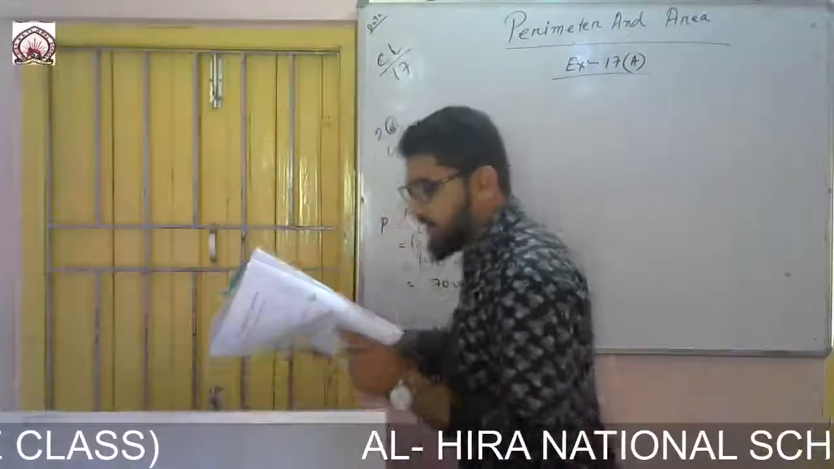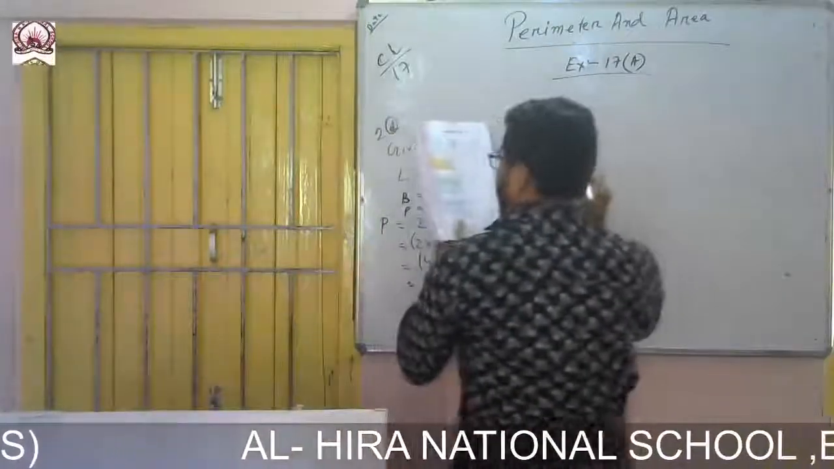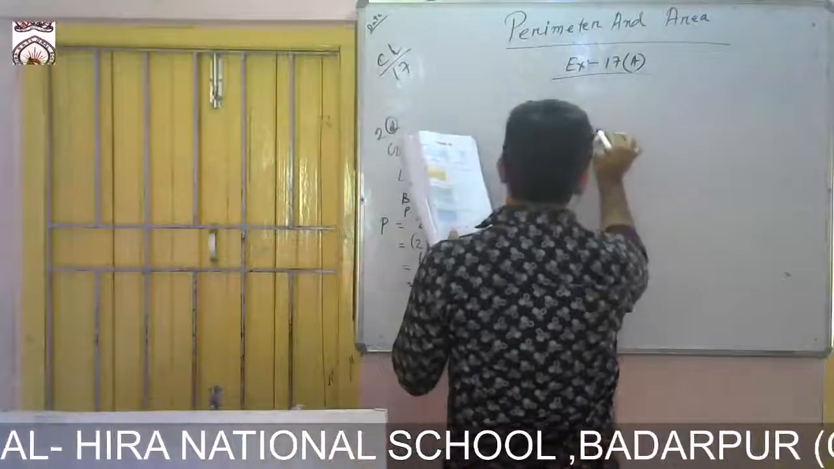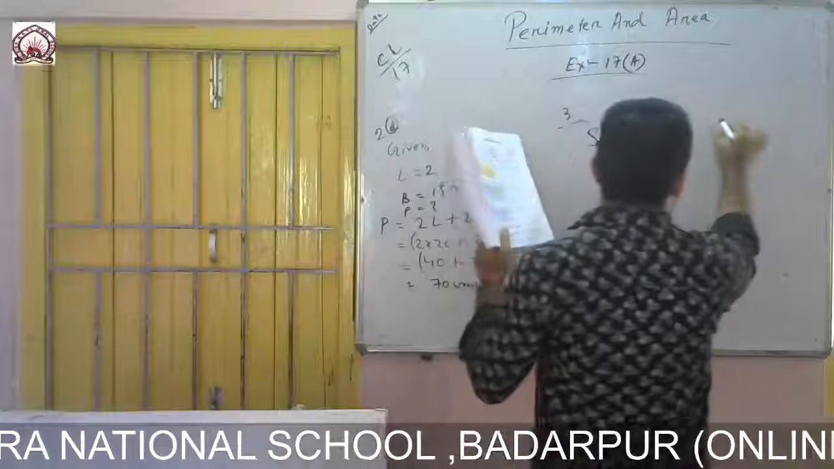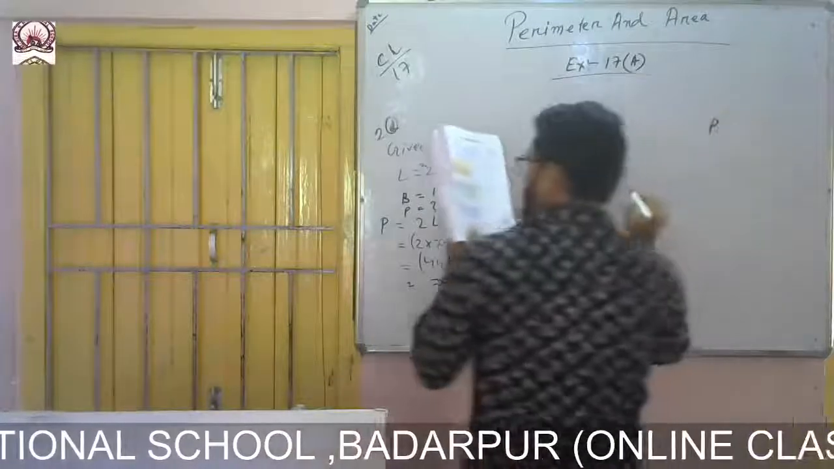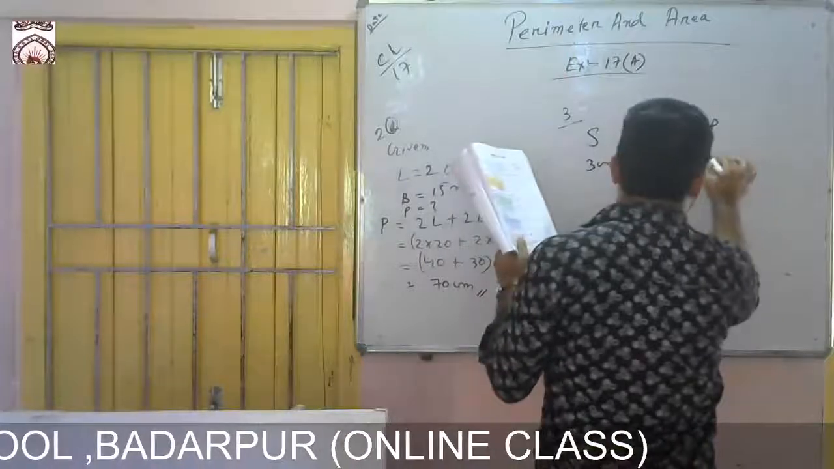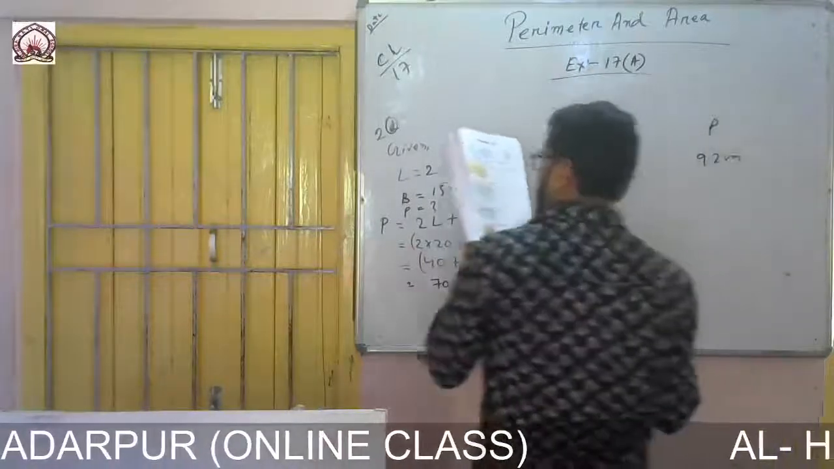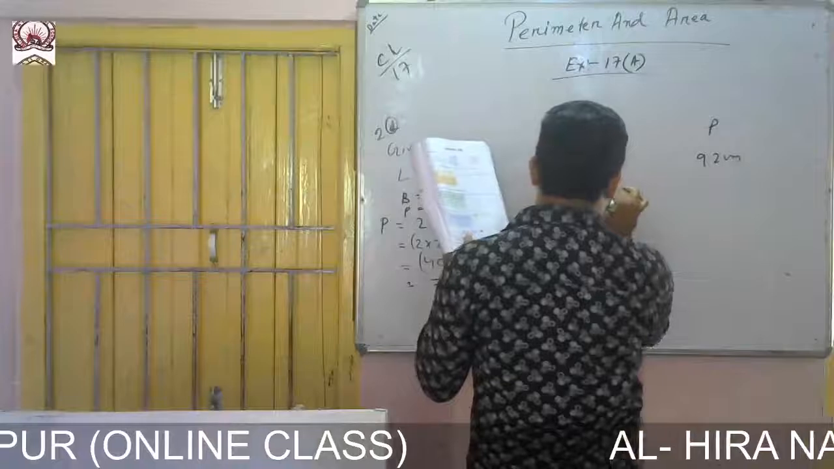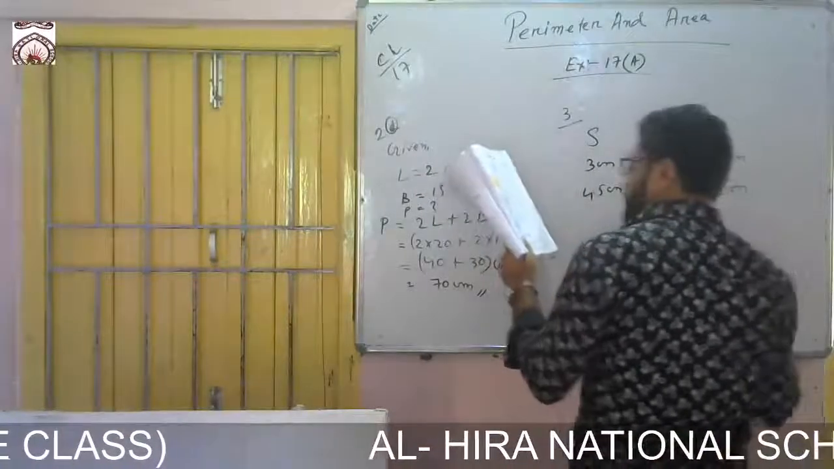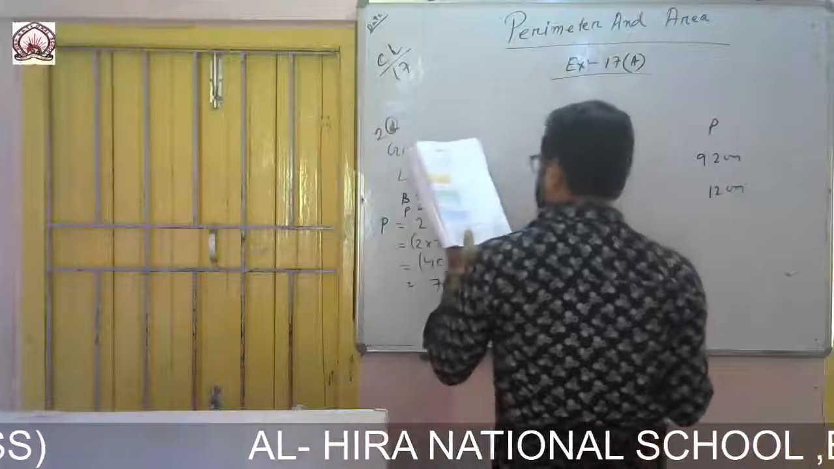So question number 3, to match like this. You write side here and perimeter here. Okay, so match. The first one given is 3 centimeter, then 9.2 centimeter, then 4.5 centimeter, then 12 centimeter. Which one is matching? We shall check.